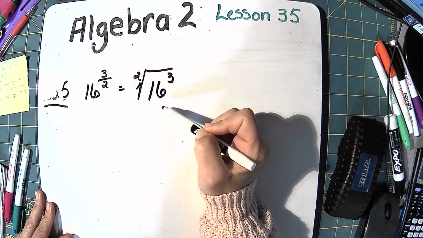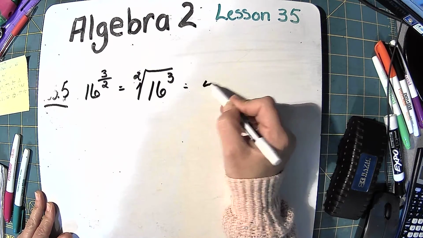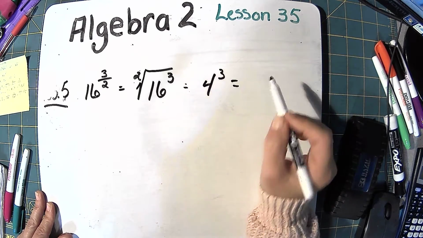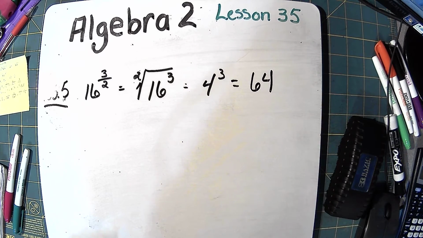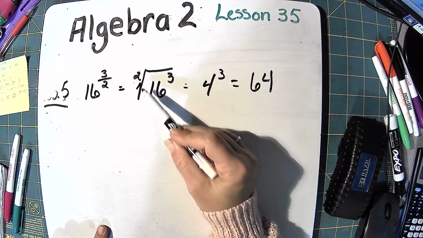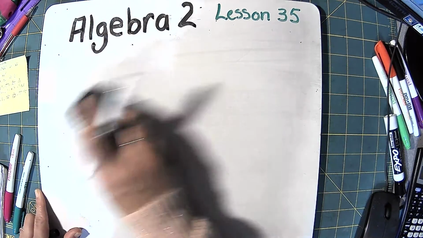I'm going to square root it first. So I'm going to say the square root of 16 is 4. And then I need 4 to the third. 4 times 4 is 16. 16 times 4 is 64. Okay, I could have said 16 to the third and then found the square root of that, but that's a lot harder than saying what's the square root of 16 and then multiply that to the third.